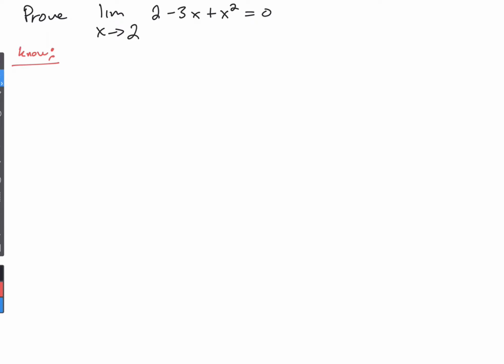All right, what do we know? We know that the absolute value of x minus 2 is less than delta, and we choose delta to be whatever we want. Now, what do we want? The absolute value of the function, 2 minus 3x plus x squared, less than epsilon.